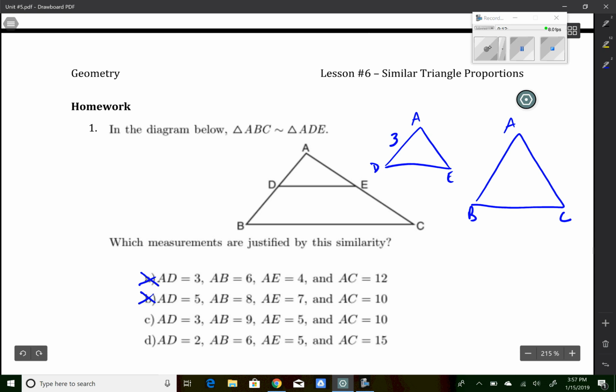AD is 3, AB is 9, so multiply by 3. AE is 5, AC is 10, multiply by 2, right? 3 times 3 makes 9, 5 times 2 makes 10. Again, not right. By default, it must be D, but let's check it just to make sure that we did this right. So we go from 2 to 6, that's multiplied by 3, 5 to 15, that's multiplied by 3, so we're good. So here is your ratio times 3. Here is your ratio times 3.